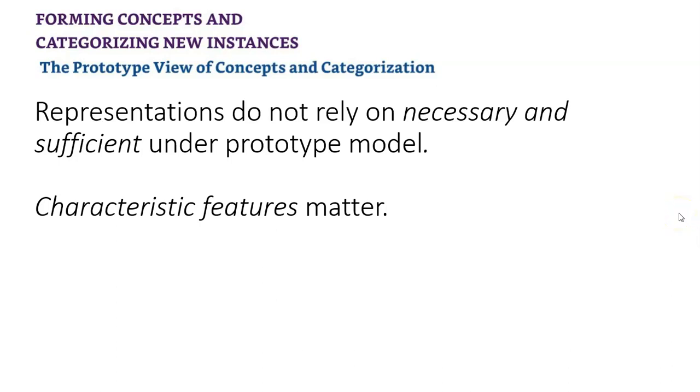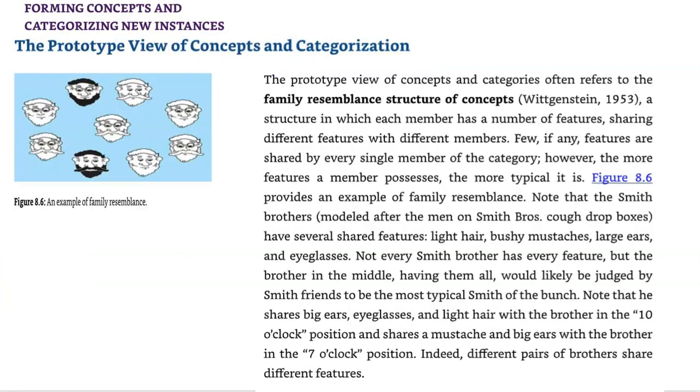An alternative to that classical view might be the prototype view. Representations do not rely on necessary and sufficient aspects under the prototype model. And there's a clever example here that actually comes from an early piece of research dating to the 50s, I suppose. There was one other experiment that I'm thinking of that goes to the 30s.